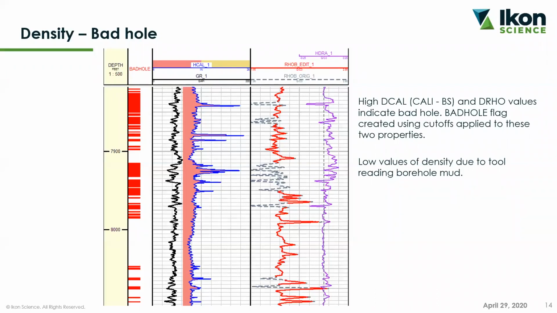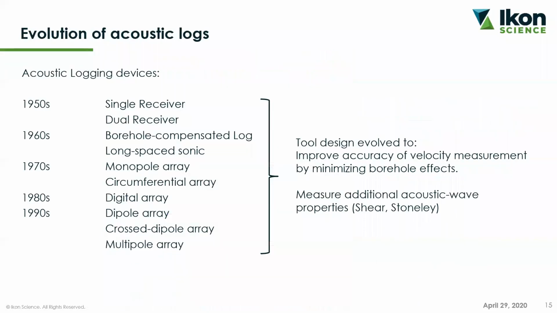But you can easily see, if you look in the last track, the red log is the edited RHOB, and the gray dashed log is the original. So you can see where the edited log exists and where I've edited out the gaps, where you can see that the density has been affected by the bad hole. Okay, so that's a little bit on the bad hole.